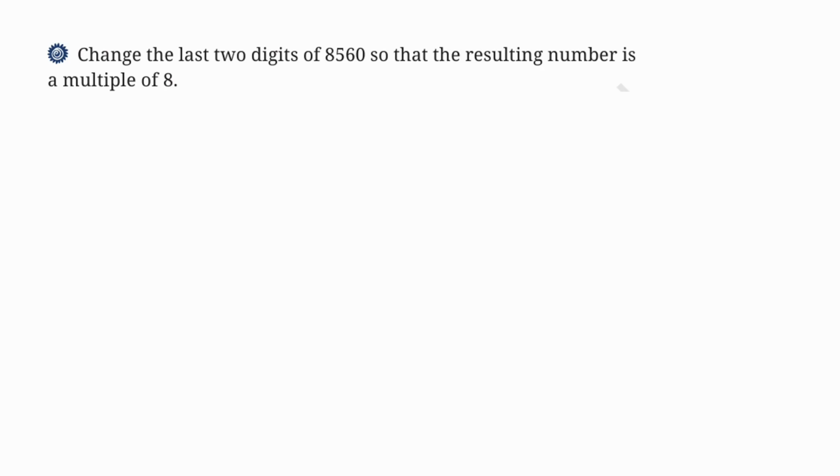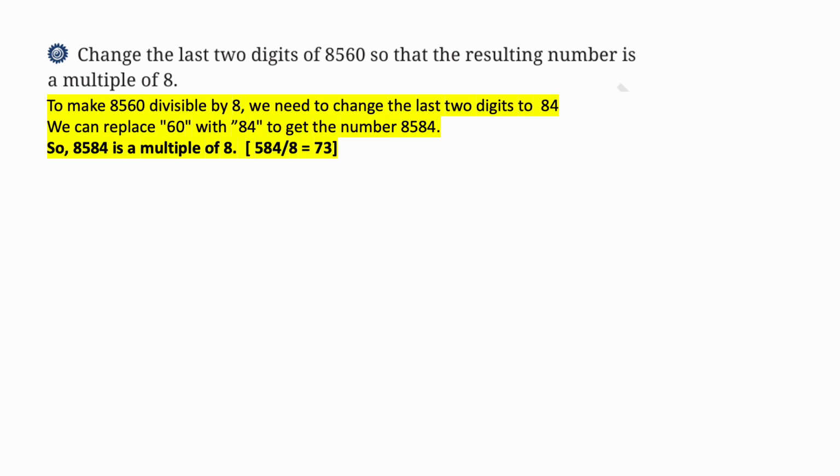Change the last 2 digits of 8560 so that the resulting number is a multiple of 8. So we have to change the last 2 digits in such a way that the resulting number must be a multiple of 8. So to make 8560 divisible by 8, we need to change the last 2 digits to 84. We can replace 60 with 84 to get the number 8584. So 8584 is a multiple of 8 because 584 divided by 8 is equal to 73. So 8584 is divisible by 8.